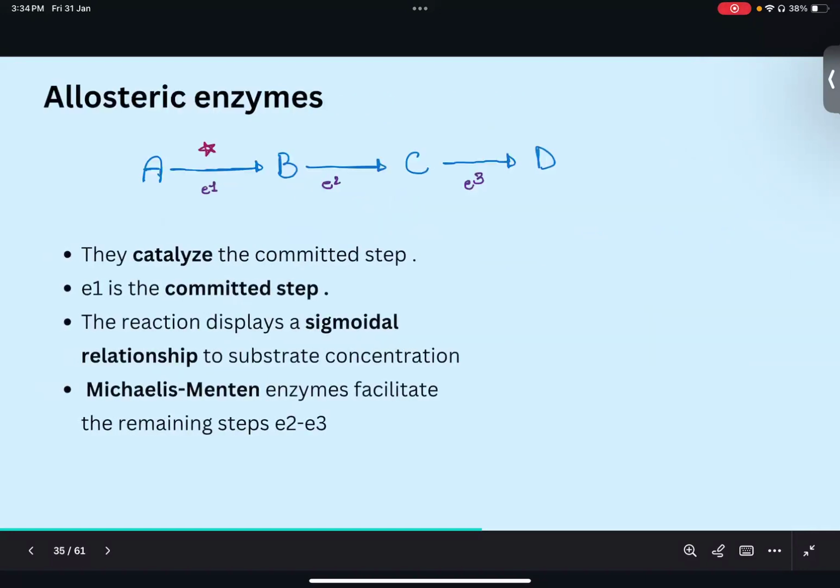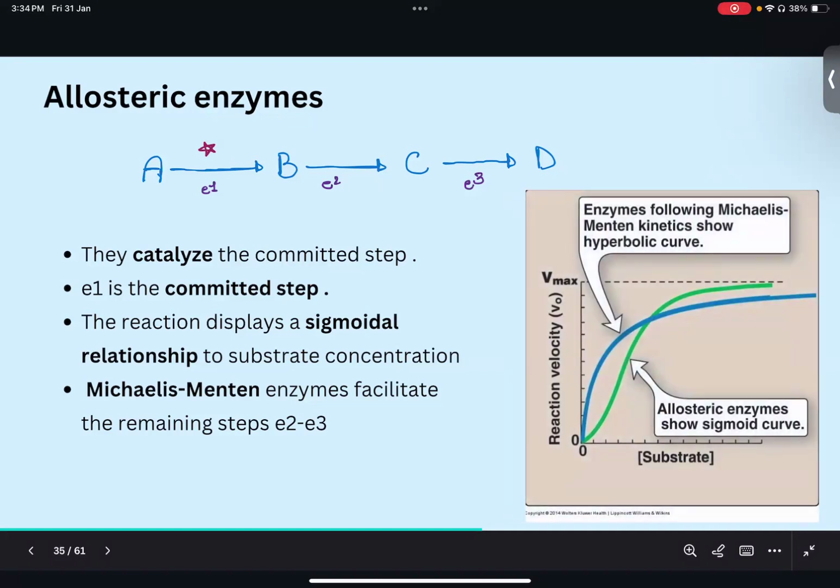So, allosteric enzymes. We talked about isoenzymes, and now we're going to talk about allosteric enzymes. Allosteric enzymes catalyze the committed step of the reaction. What do we mean by committed step? The committed step is the step that leads to this particular pathway and not any other pathways. For example, A can go to another pathway, but this step is the committed step to this pathway. E1 here is the committed step in this pathway.